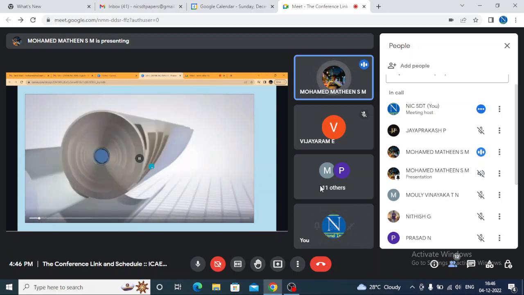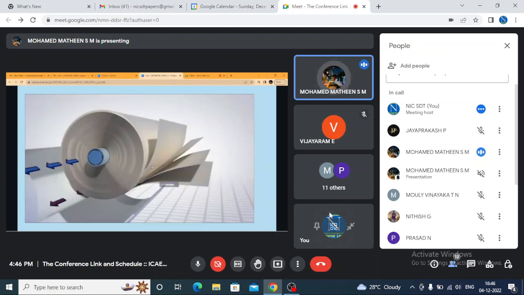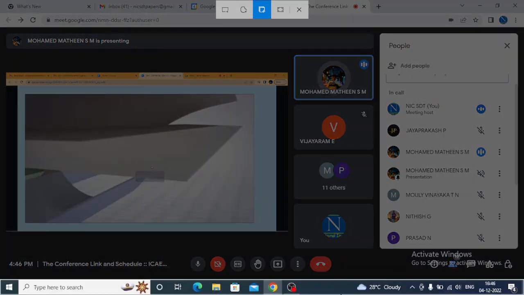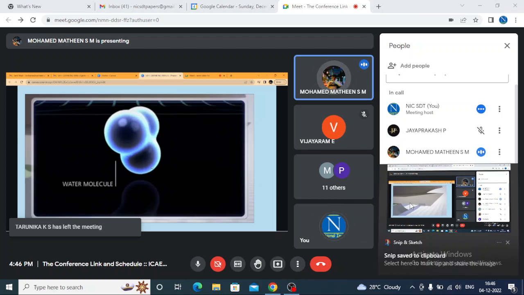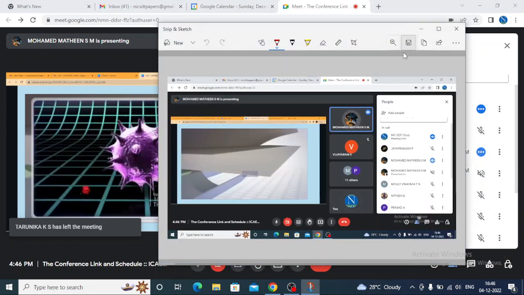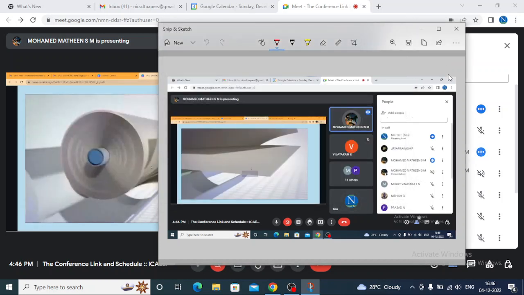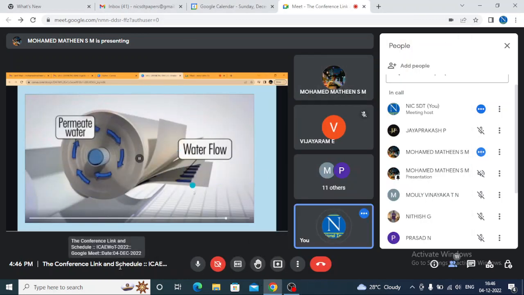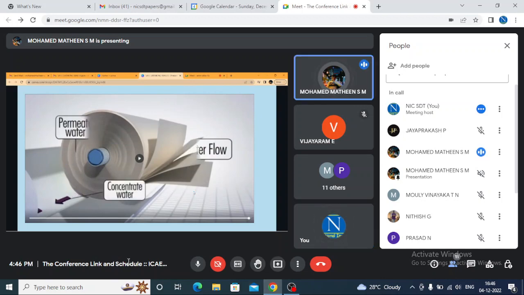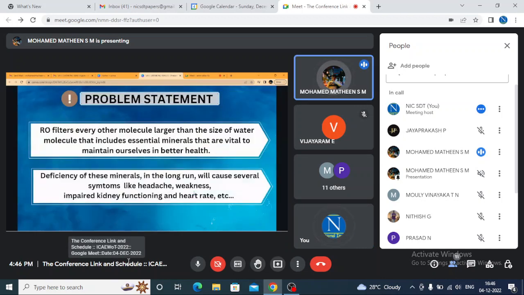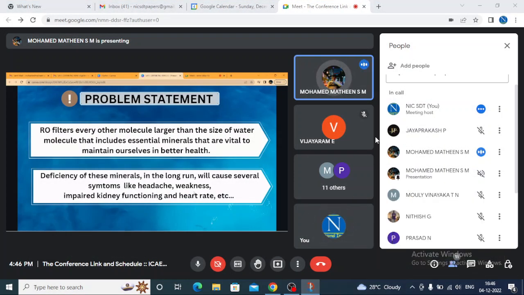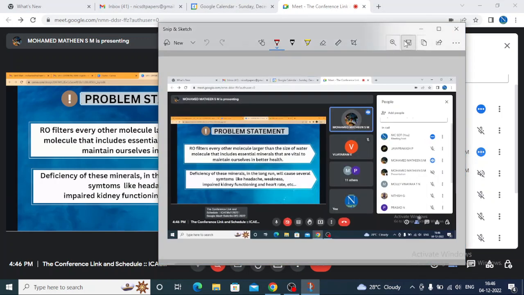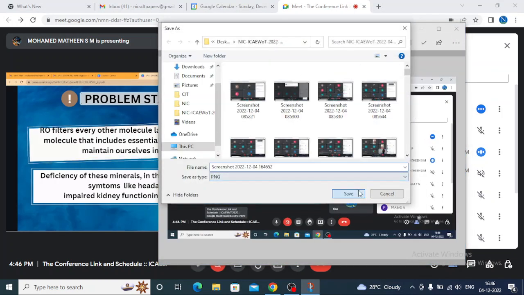This is how the traditional RO system works. First, the water enters the filter membrane, which has approximately 1,000 layers. The water is passed through the membrane. The water molecules are filtered through the membrane, and the pathogens are filtered, as you can see in the video. Minerals are also filtered out. So our main problem statement is that it filters the minerals. The deficiency of these minerals in the long run will cause several symptoms like headache, weakness, impaired kidney functioning, and increase in heart rate, etc.